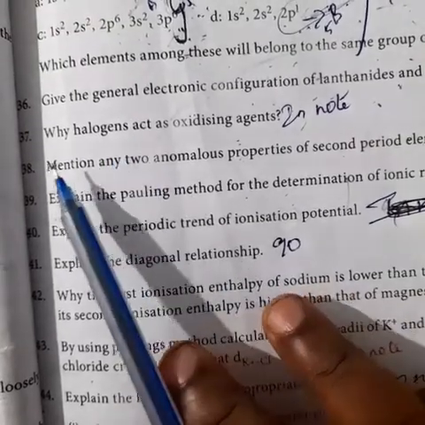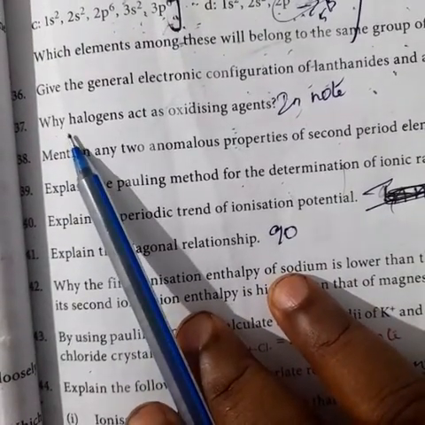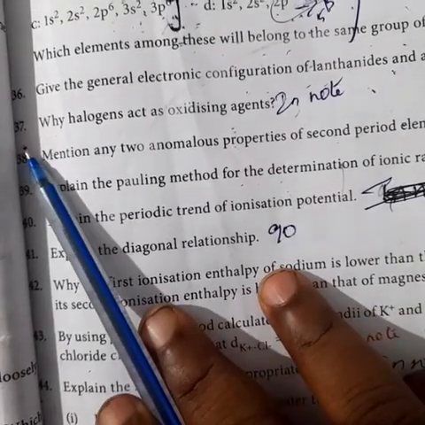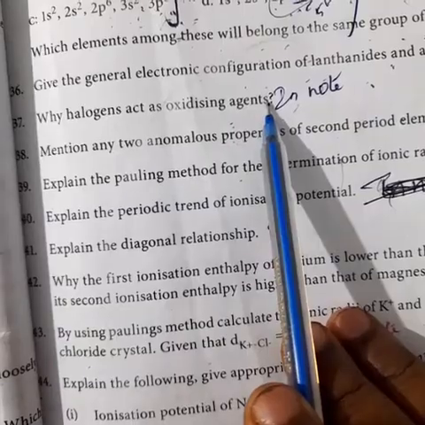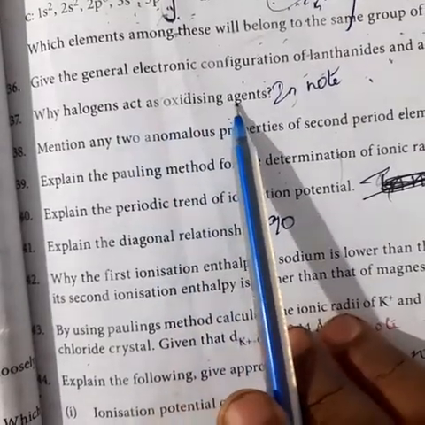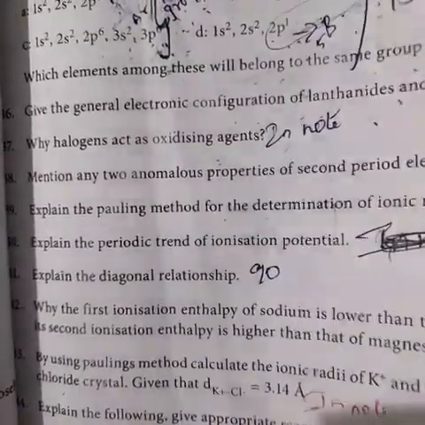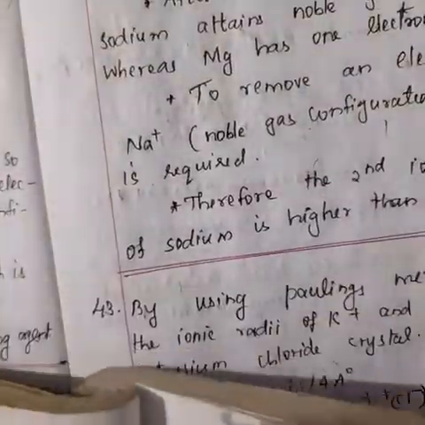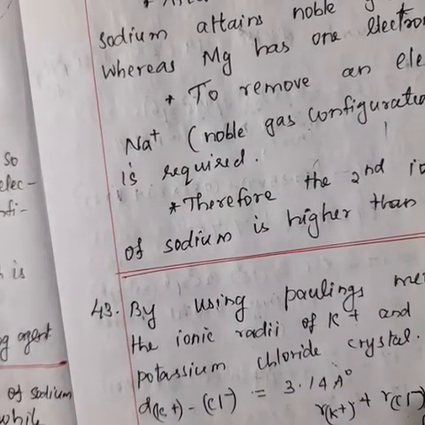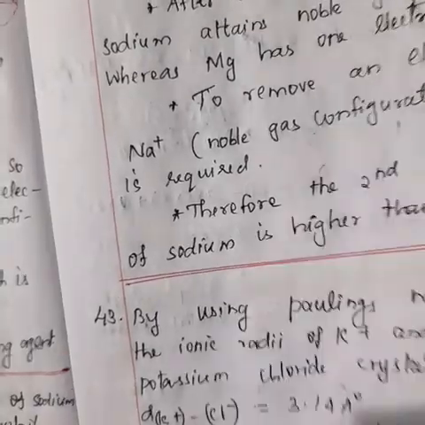Okay, students, all of you take page number 97 now. Question number 37: Why do halogens act as oxidizing agents? Here, question number 37 is not in the book, so I have written the note. Why do halogens act as the oxidizing agent?